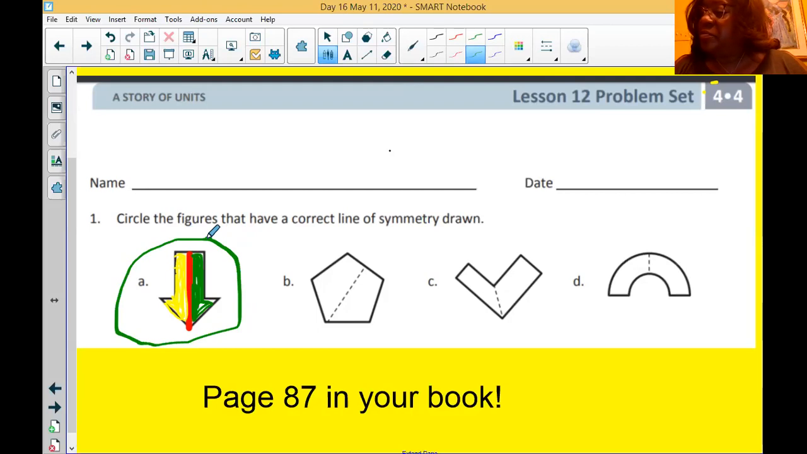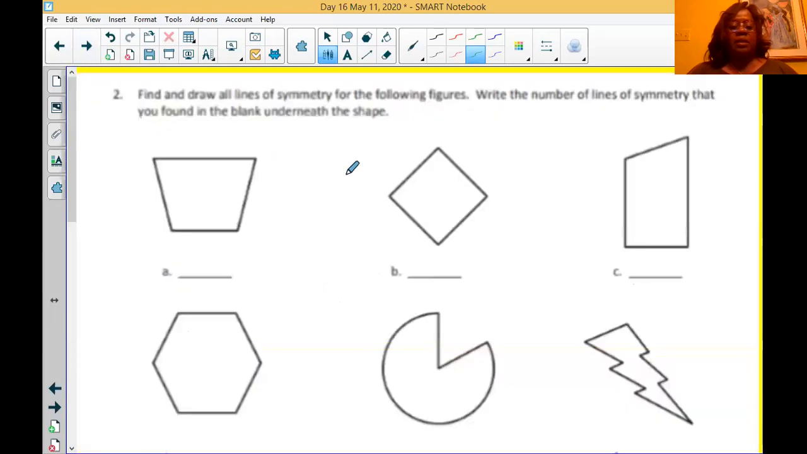Okay, then I'm going to go to 2B. And I'm going to look at 2B. It says find and draw all lines of symmetry for the following figures. Write the number of lines of symmetry that you found on the blank underneath the shape. So I'm going to do 2B.